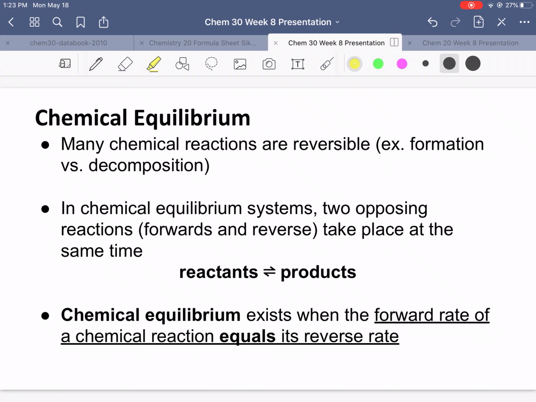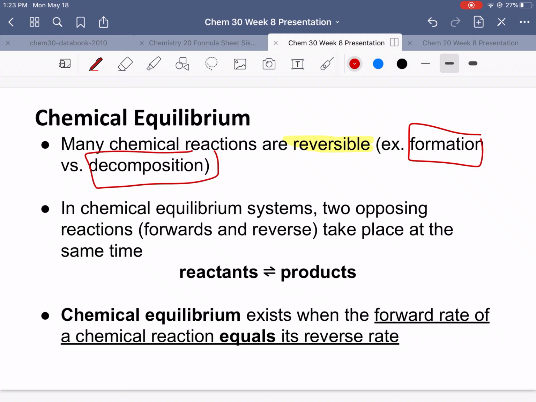Generally speaking, a lot of chemical reactions are reversible. Now, I'm not saying that they're entirely reversible, that you go completely from products back to reactants or vice versa, but there is a back and forth element to them. I mean, some of this is super familiar already. Just consider formation reactions versus decomposition.